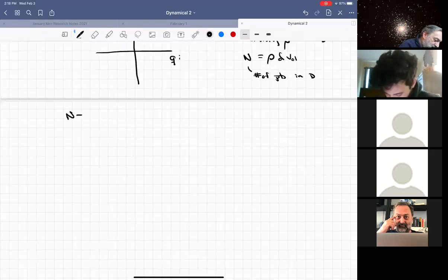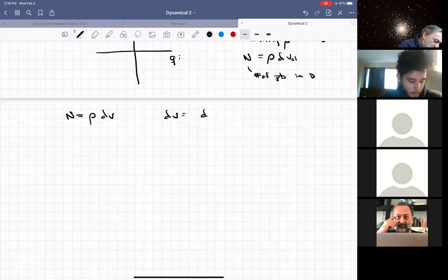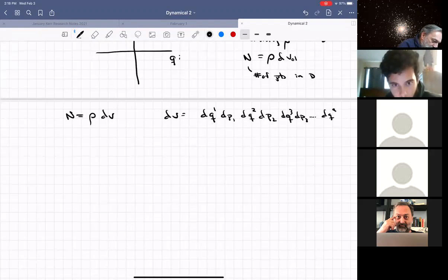So we're going to say that N is rho D volume, and D volume is going to mean dq1, dp1, dq2, dp2, dq3, dp3, all the way down to dqs, dps, or written another way, it's dqi, dpi, and I guess if I really wanted to, I could write it something like that.